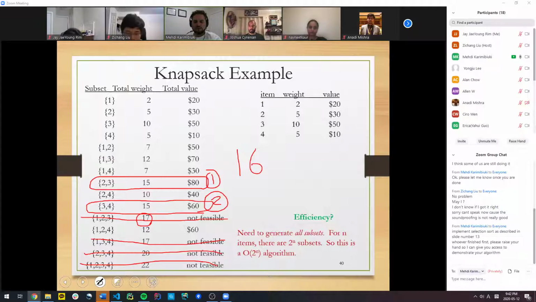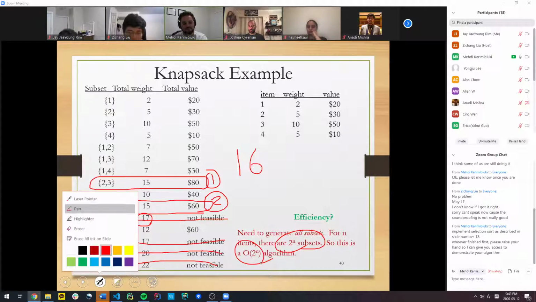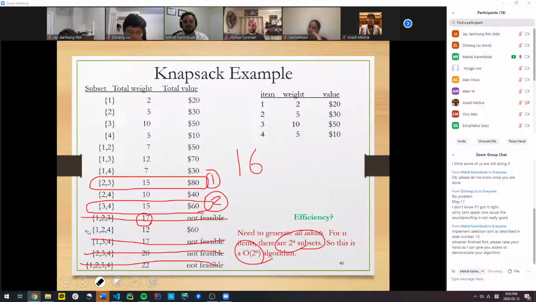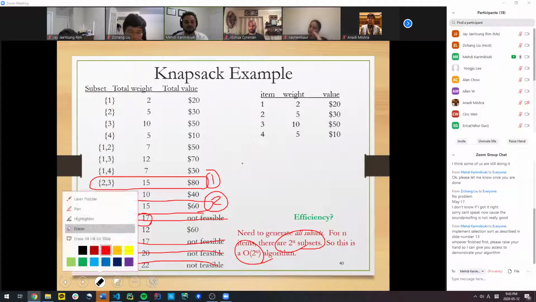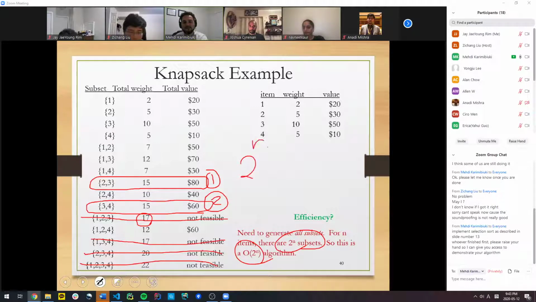So we need to generate all subsets in here. Okay. And then I already told you that that's 2 to the order of n. N is the number of inputs. So the complexity here is O of 2 to the n, right? Because in subset problems, you're looking at exponential growth. So 2 to the n is the exponential growth, which is a terrible approach.